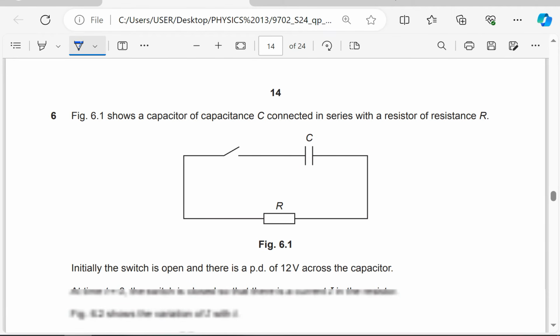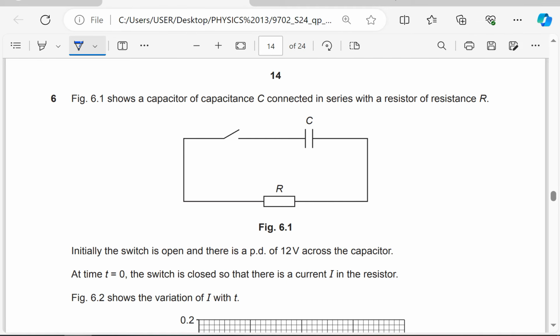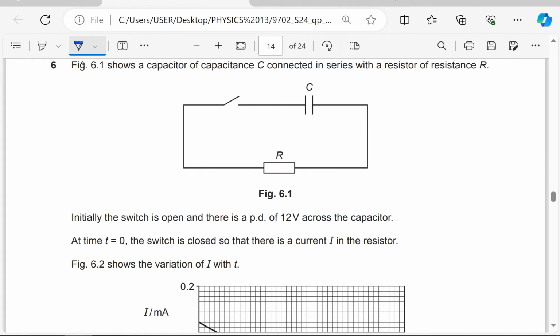Question 6 is capacitance. The figure shows a capacitor of capacitance C connected in series with a resistor of resistance R. Initially, the switch is open. There is a PD of 12 volts across the capacitor. At time t equals 0, the switch is closed so that there is a current I in the resistor. If we close the switch now, the capacitor and the resistor are going to be in parallel. That means the initial PD across the capacitor is the same as the initial PD across the resistor.